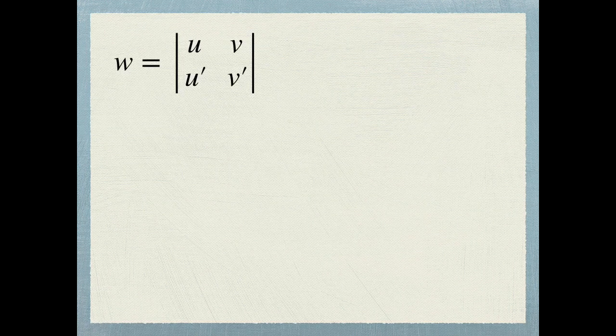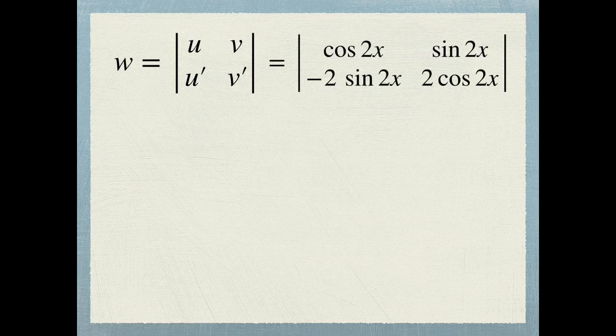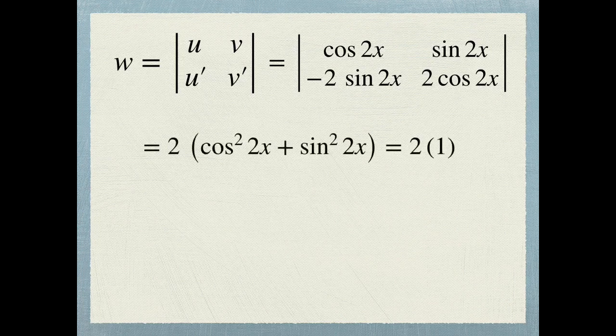Now using u and v values, I will calculate W, the Wronskian. So u is cos 2x, v is sin 2x. The derivative of cos 2x is minus 2 sin 2x and the derivative of sin 2x is 2 cos 2x. Finding the determinant, I am getting W is equal to 2.